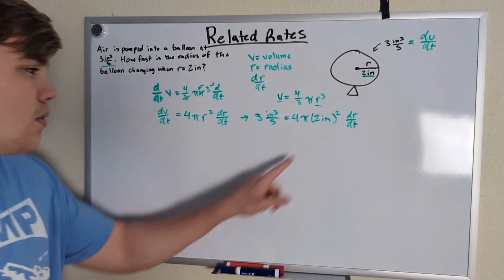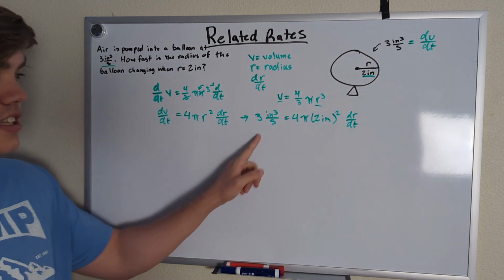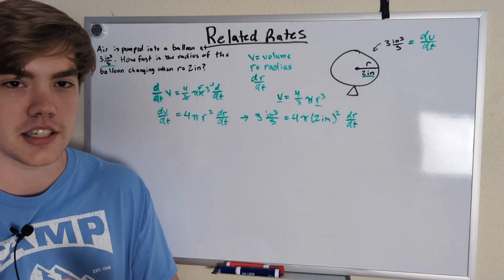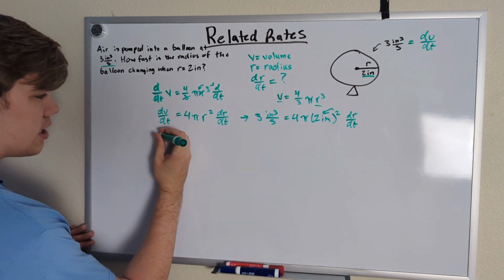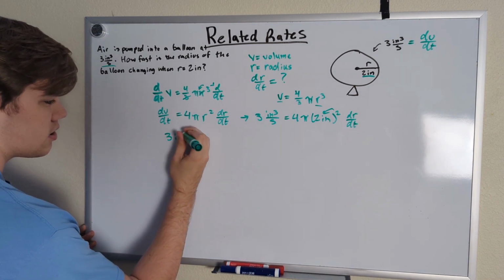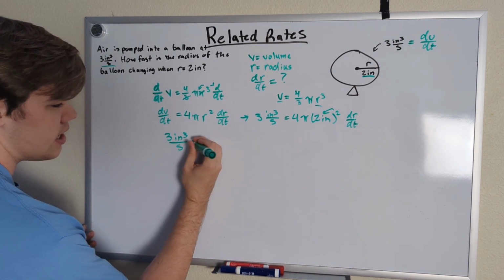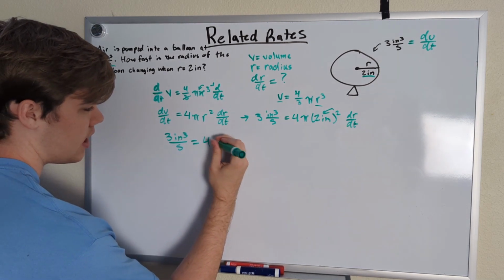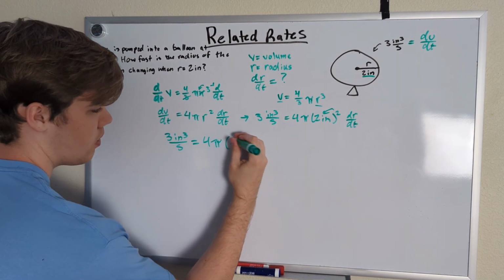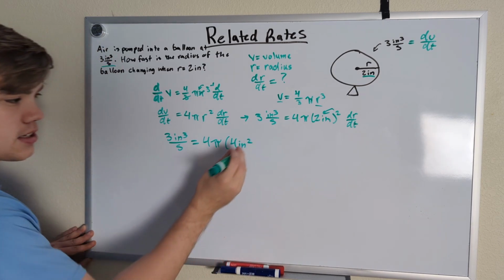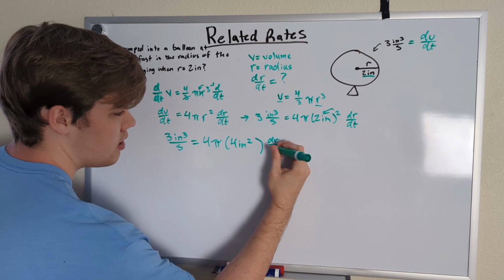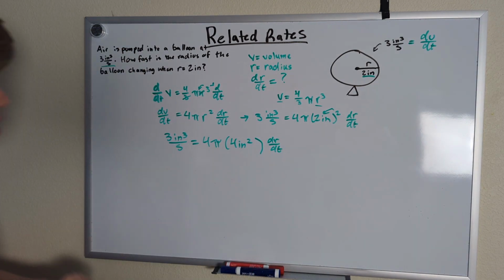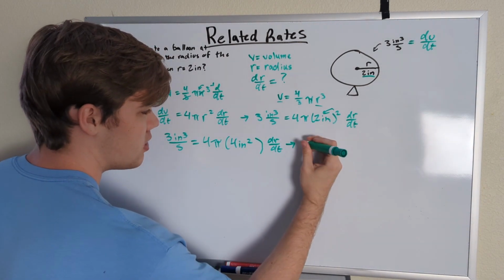And yes, it is very important to keep your units in these problems, especially this one. It'll come up later, I promise it makes sense. So let's simplify this problem down. First of all, we can square this side, so this now equals 3 inches cubed per second is now equal to 4 pi times 4 inches squared. Remember, we have to apply the square to the unit as well, times dr/dt. Now 4 times 4 is equal to 16, so we may as well simplify that as well.